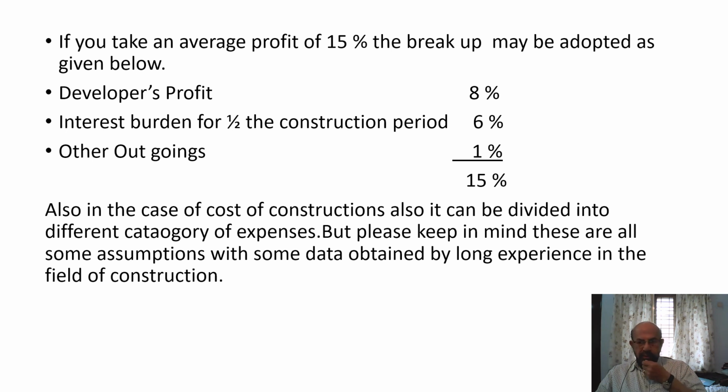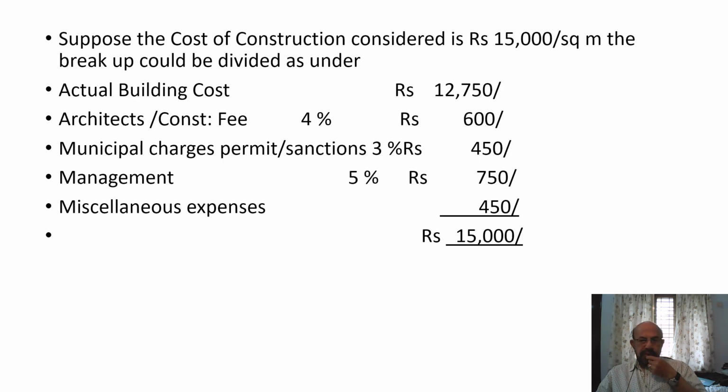Also in the case of cost of construction, it can be divided into different categories of expenses. But please keep in mind these are all assumptions with some data obtained by long experience in the field of construction. Suppose the cost of construction considered is rupees 15,000 per square meter. The breakup may be divided as under.